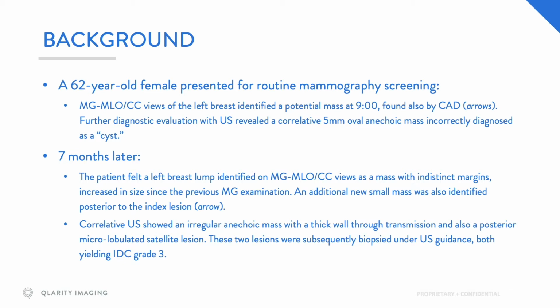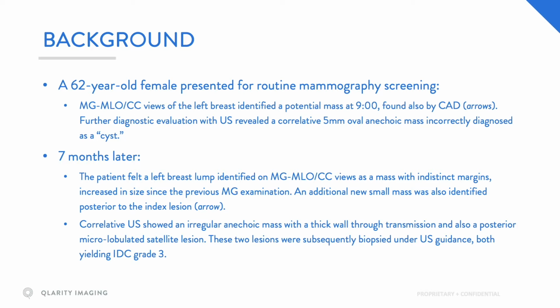I'm then going to show you images that were taken 7 months later, when the patient felt a lump in her left breast, and was shown as a mass with indistinct margins that had increased in size in the interval since the prior study. Ultrasound was also shown, as you will see. There was also a second mass found posterior to the index lesion and was seen both on mammography and ultrasound. Both of these subsequent lesions were biopsied under ultrasound guidance, and both lesions yielded invasive duct carcinoma grade 3.